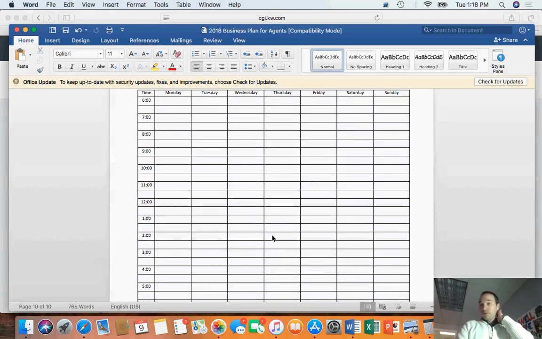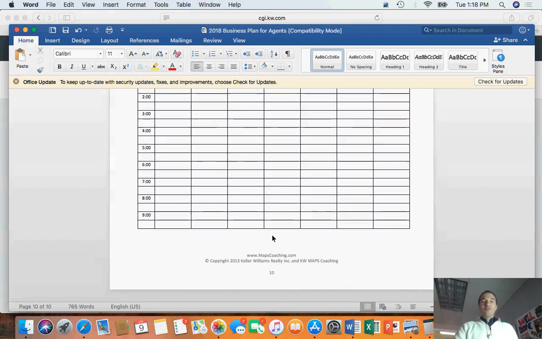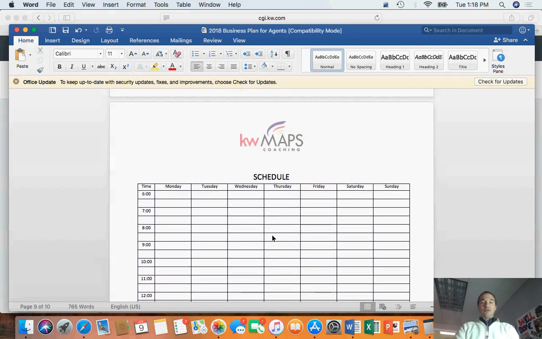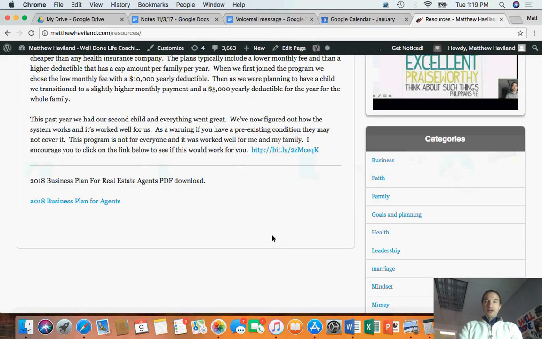This schedule tool will give you an idea of what my ideal work week schedule looks like, and you can complete that here.